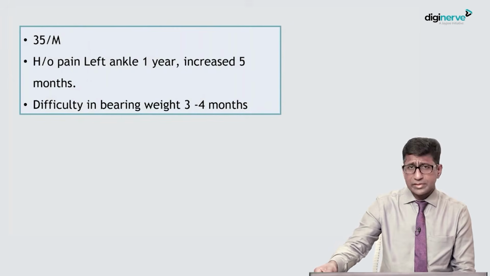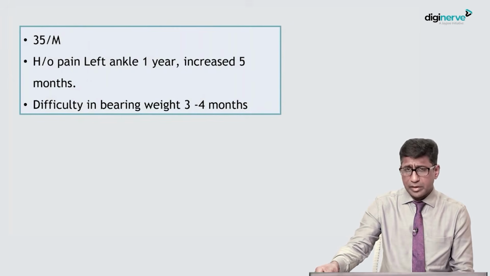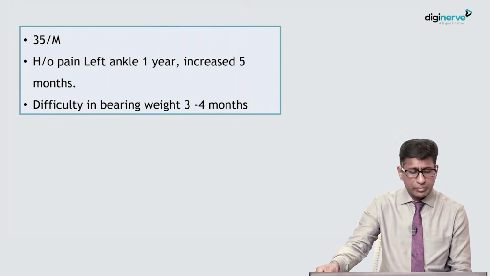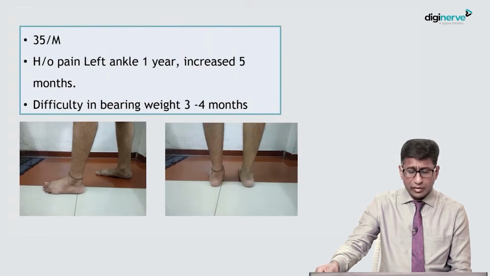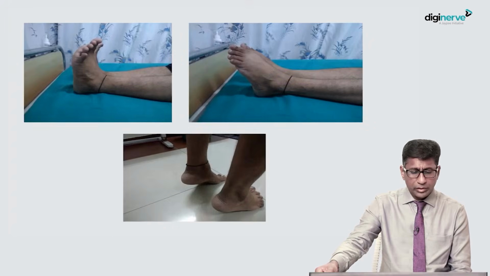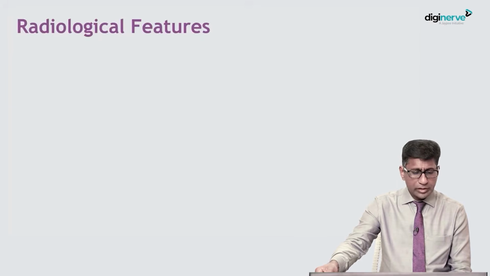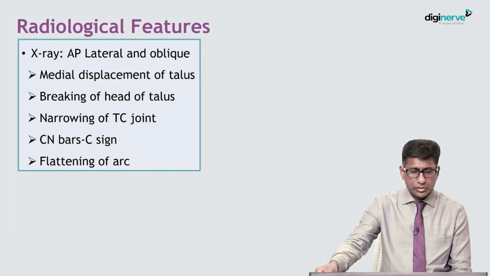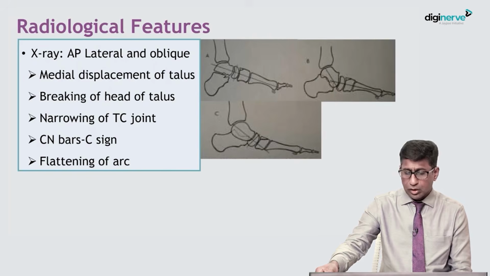In this case, a 35-year-old male patient presented with pain in the left ankle for 1 year, increased for 5 months, and difficulty in bearing weight. You can see this patient from behind. Apart from the pain, you see that the heel is in more valgus on the right side compared to the left side, and movements are normal in this case. In the X-ray, this patient had medial displacement of the talus, beaking of the head of the talus, narrowing of the talocalcaneal joint, a C-sign, and flattening of the arch. That's how it looks in the X-ray.